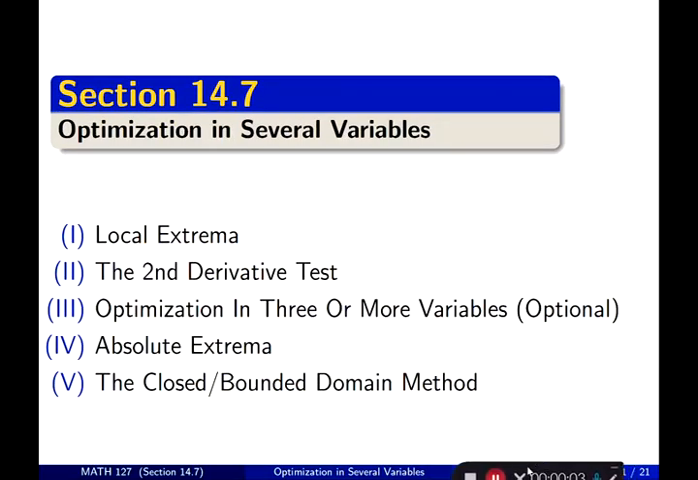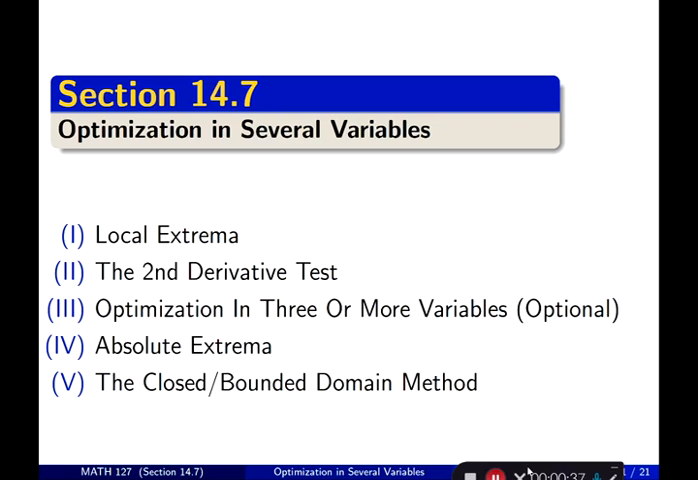We're starting section 14.7, optimization in several variables. So first thing we want to discuss is local extrema. Then we want to do the second derivative test. Interestingly enough, we have a second derivative test with multivariables. And then we do optimization in 3 or more variables. That's the optional part. Most of this section is optimization with 2 variables, with 2 input variables.